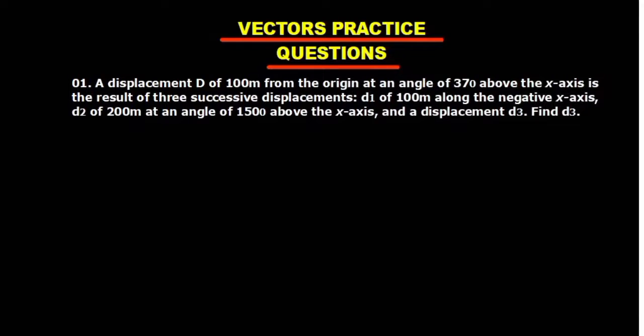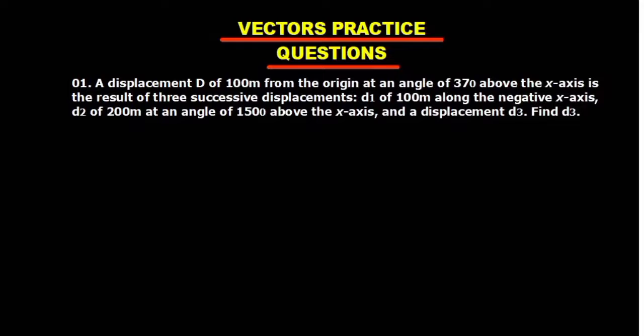In this video, we're going to talk about vectors. We're going to look at practice questions on vectors in physics. Okay, so a displacement d of 100 meters from the origin at an angle of 37 degrees above the x-axis is the result of three successive displacements: d1 of 100 meters along the negative x-axis, d2 of 200 meters at an angle of 150 degrees above the x-axis, and a displacement d3.